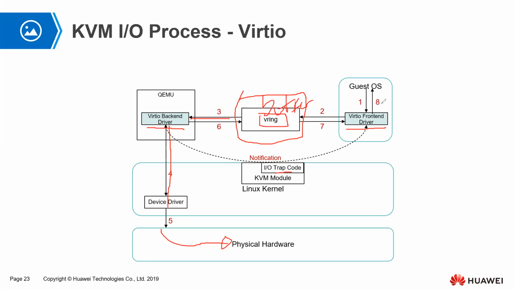When this guy puts the result there, KVM also notifies the front end driver that there's something for you in the back end. Then the front end driver obtains the result from the ring buffer, and returns the result to the application that initiated the operation.